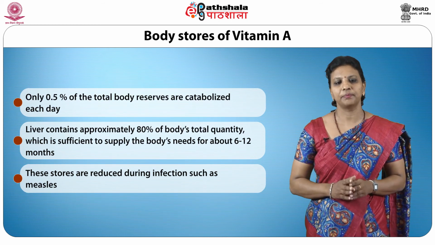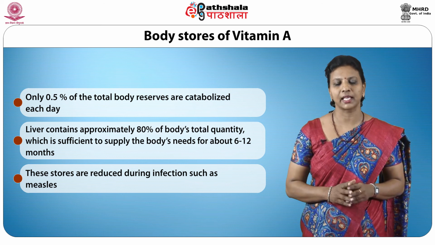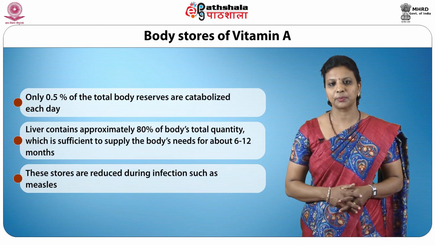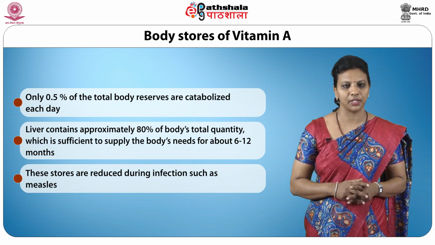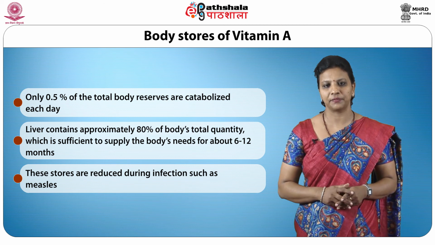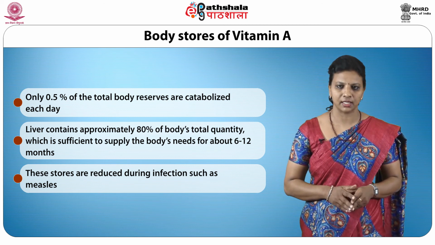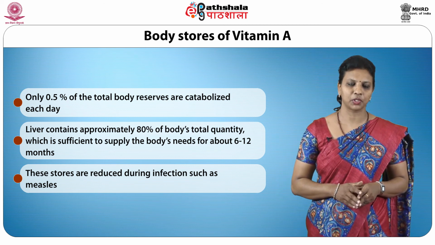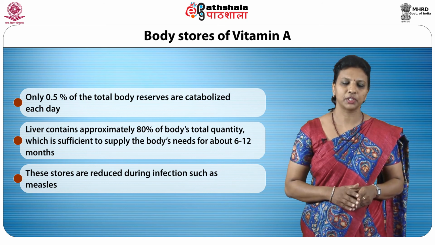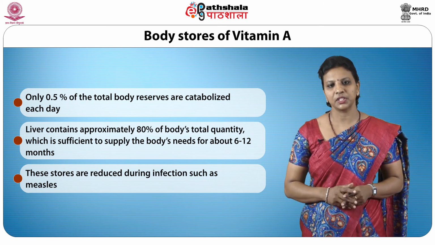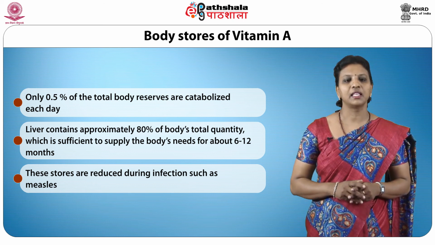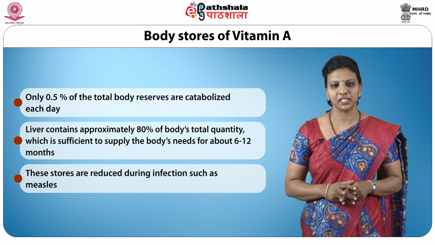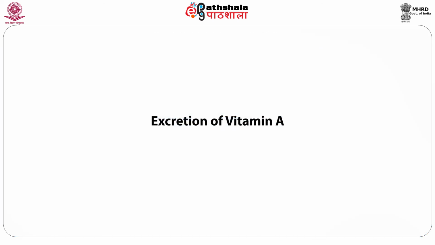Only 0.5% of the total body reserves are catabolized each day, which explains why long periods on a vitamin A free diet are required to induce vitamin A deficiency in well-nourished adults. Liver contains approximately 80% of the body's total quantity, which is sufficient to supply the body's needs for about 6 to 12 months. These stores are reduced during infections such as measles.